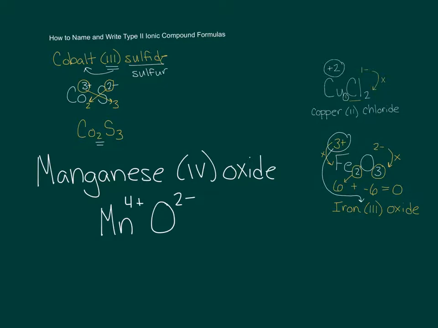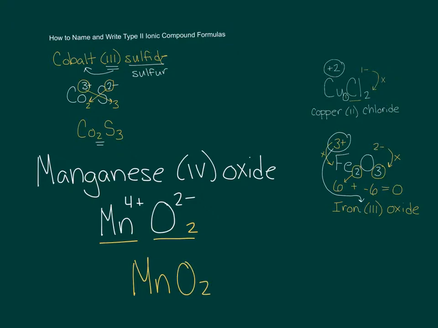Now just looking at that, we have a +4 and a 2- charge. And we can do the crisscross method that we've used in the past for things that are a little bit more complicated, but we should be able to look at this and just see the ratio. So for every 1 manganese, we will need 2 oxygens to balance that out. So MnO2 should be our answer.